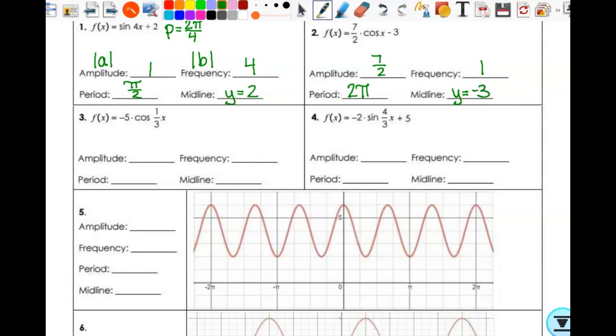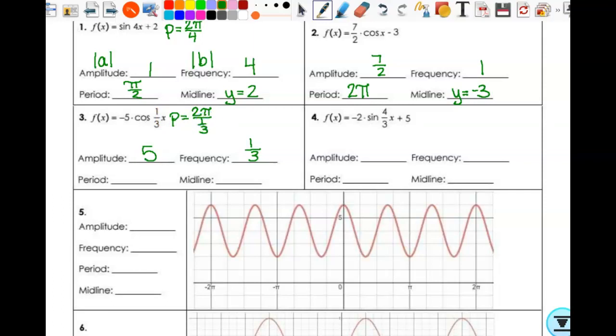All right, number 3, what is my amplitude? 5, right? Because it is the absolute value of A. The negative is a reflection, but it doesn't affect the amplitude. What is my frequency here? 1/3, right? And remember, the frequency is the number of cycles that are completed in 2 pi units. So I only get 1/3 of a cycle in that 2 pi units, which means my graph got stretched horizontally, right? And we would know that this would be a horizontal stretch because x lies. Okay, so then I need the period. The period is 2 pi divided by 1/3.